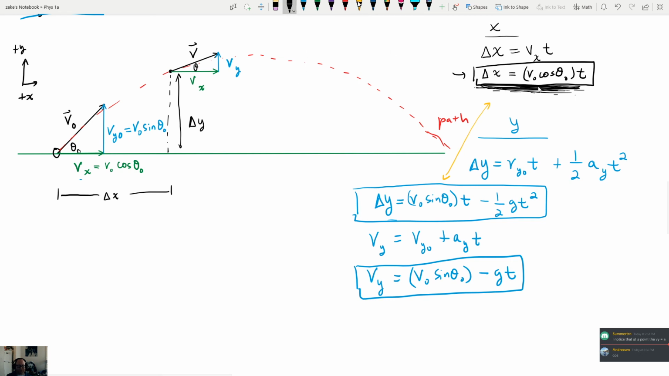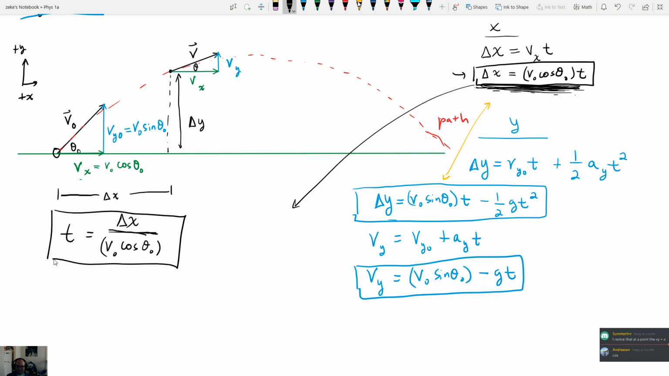So the first thing I'll do is say from this equation that's heavily underlined here, I can rewrite that one as time is equal to delta x divided by V initial times the cosine of theta initial, like that, right? Just basically solving that equation for time. And then I can take this and plug it into this equation here for t. So that's what we'll do.